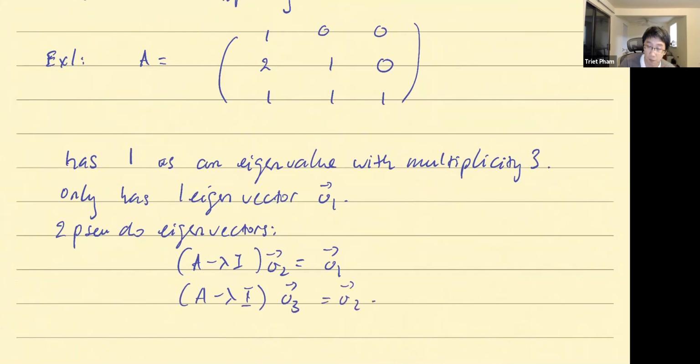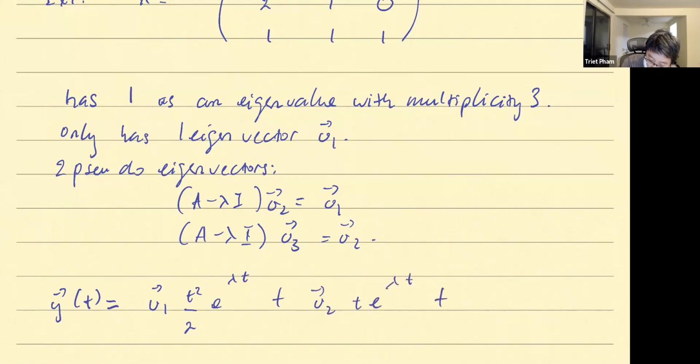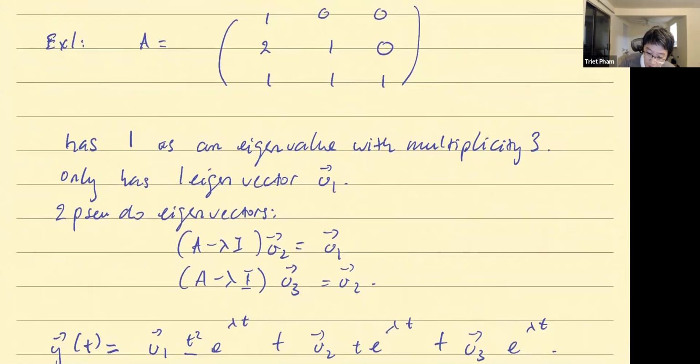And we solve for them with specific values last time, so I won't repeat the calculation. And the solution will be the first, the eigenvector with t squared, and then the second one with t, and then the third one with nothing. Okay, so that's the structure of the solution. So this one is the case when you have multiplicity 3 with only one eigenvector.